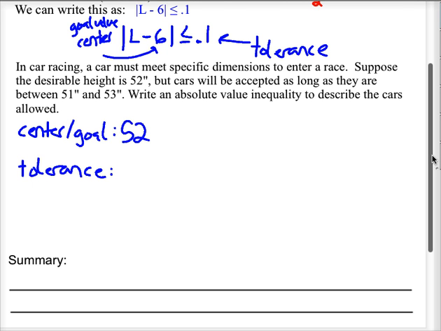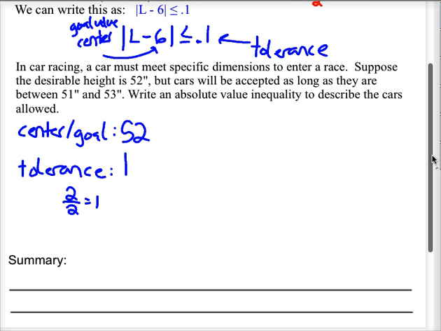What's our tolerance? What are we willing to accept in variation? Well, we're willing to accept it to go down to 51 or up to 53. If you notice, that's a tolerance of 1 inch in either direction. Or again, if you're looking at the notes above, you could say the difference between 53 and 51 is 2, divide that by 2, and that gives you the same 1. But in this case, you could just say 52 down to 51 is 1, and 52 up to 53 is 1. So that's our tolerance.